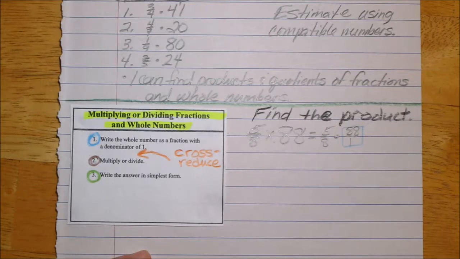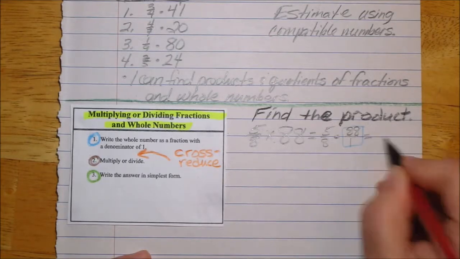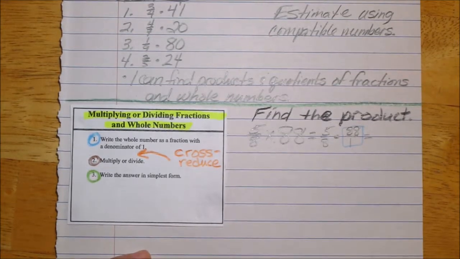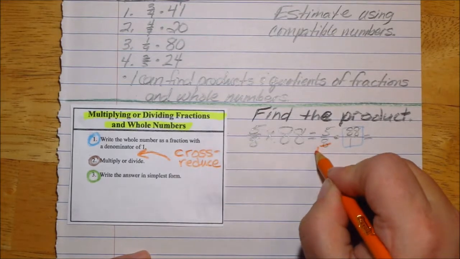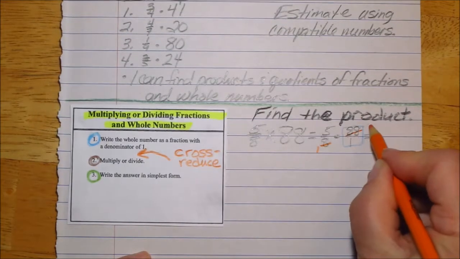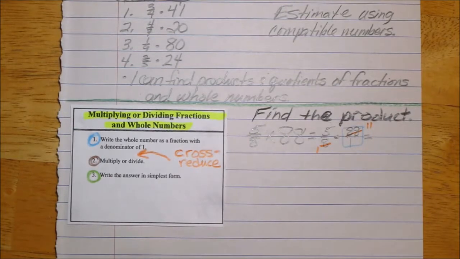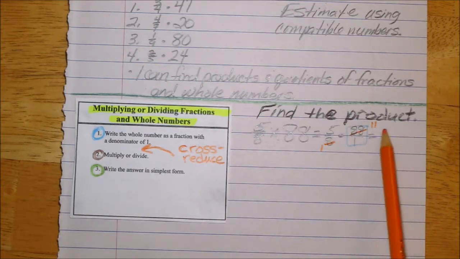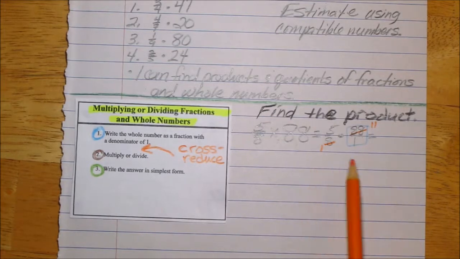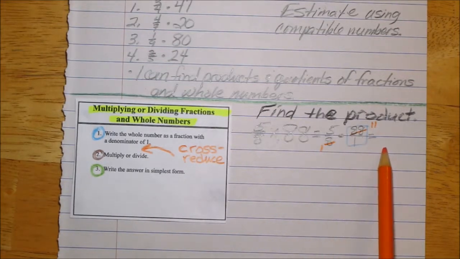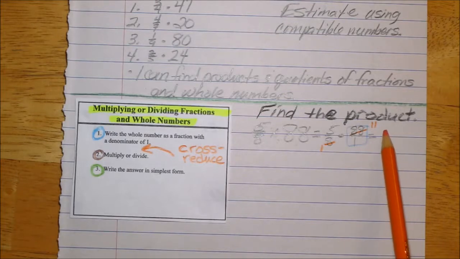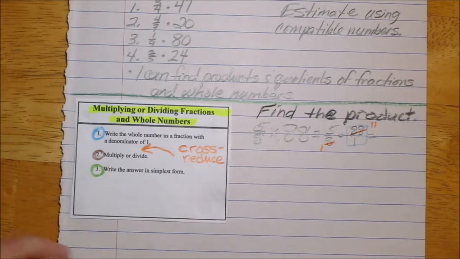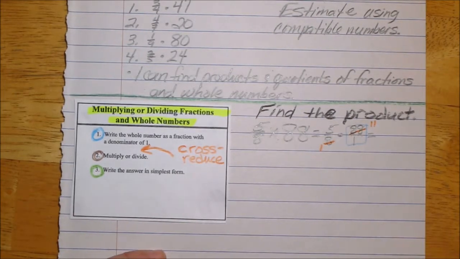Now step 2 is to cross reduce if you can. And you can. 8 goes into itself once, and 8 goes into 88 11 times. This is where cross-reducing really comes in handy, because if we didn't, we'd have to figure out 5 times 88, and 8 times 1, and then how many times 8 goes into that really big number to get it into its simplest form. And now we don't have to do that, because 5 times 11 is pretty simple.